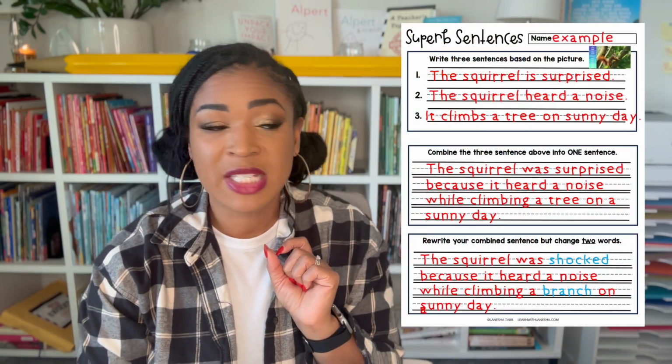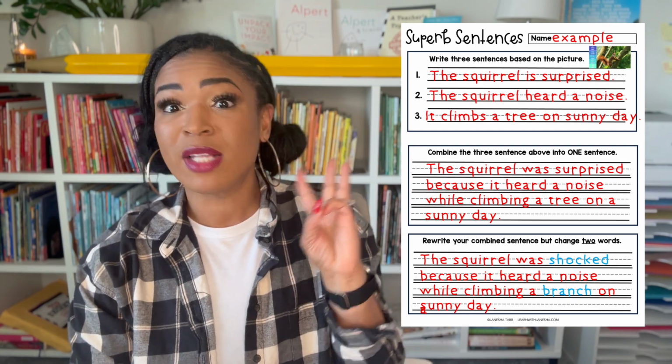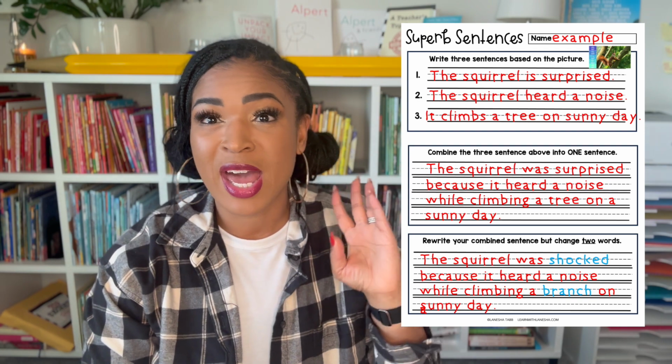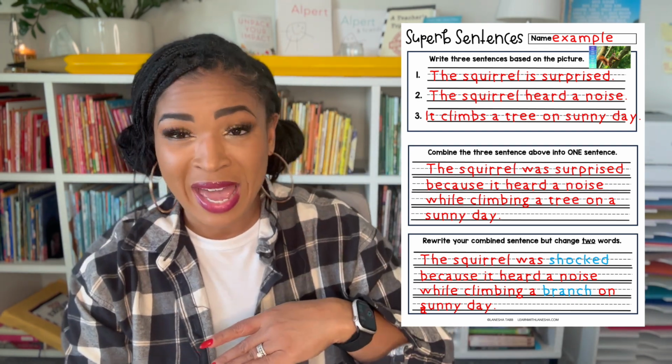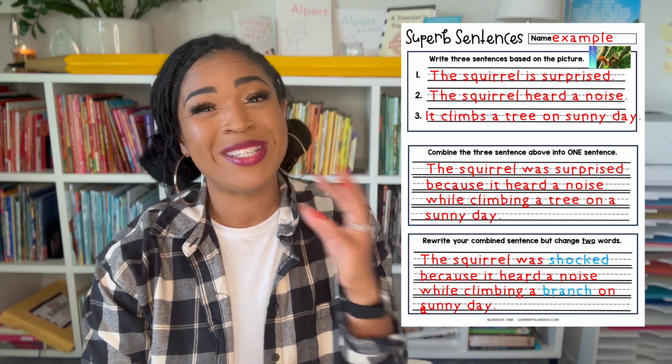So you can see here in my example with the squirrel, maybe the students came up with, the squirrel is surprised. The squirrel heard a noise. It's climbing a tree on a sunny day. Okay, so those are maybe the 3 sentences that the students pull out. Great, put it away. You can pull it out the next day and you can move on to the next section, which is again another syntactic awareness routine.